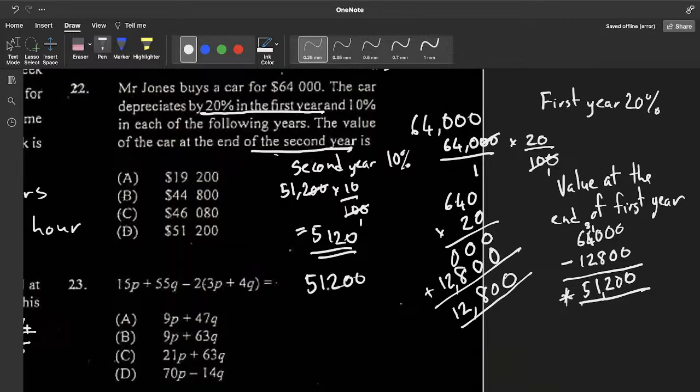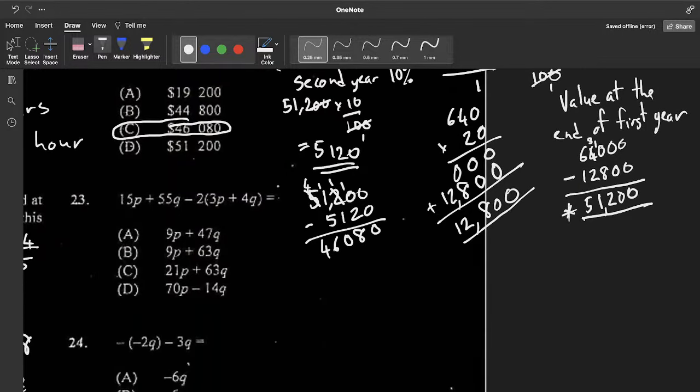So that would be 51,200 minus 5120. So 0 take away 0, 0. So we have to bring a 1 for this one. So it's going to be 10 take away 2, which is 8. 1 take away 1, 0. For this one, we have to bring a 1 again. So we'll be left with 4. 11 take away 5, we'll end up with 6. And then 4 take away nothing is 4. So 46,080. So this is our answer right here.